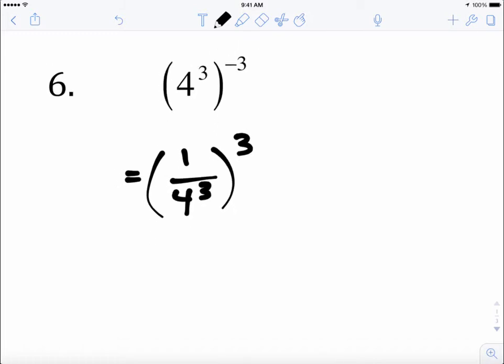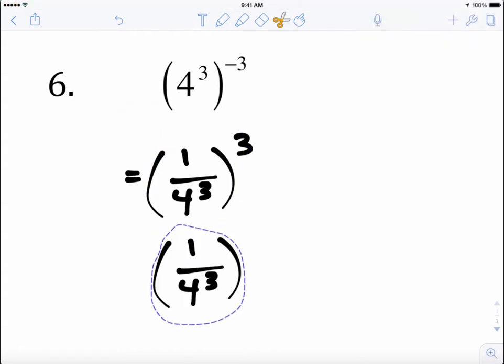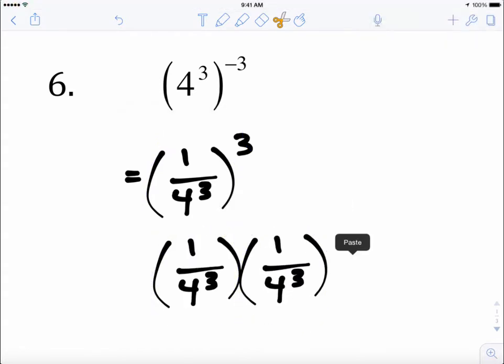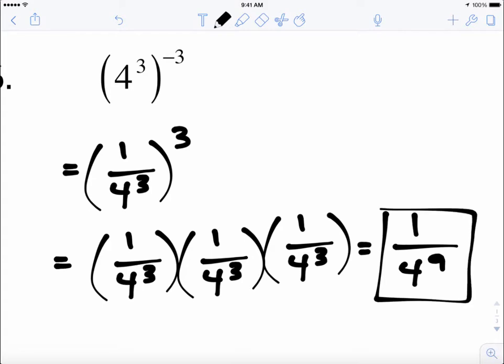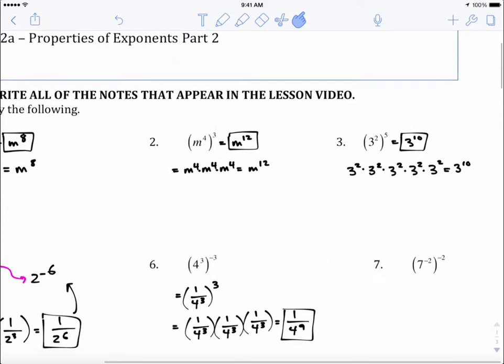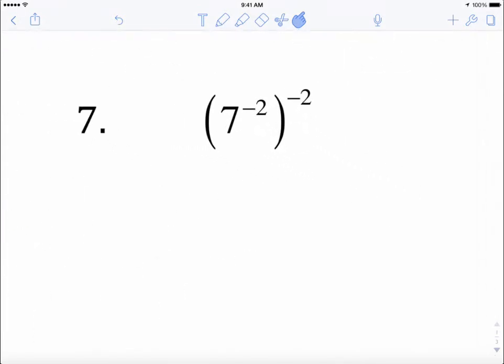Everything is groovy. We have some base. We're raising it to the 3rd power. That means take that base and multiply it by itself 1 time, 2 times, 3 times, for a grand total of 1 over 4 to the 9th power. Awesome. Now, what happens if both our interior and exterior exponents are negative, for lack of a better word? Well, same idea as before.